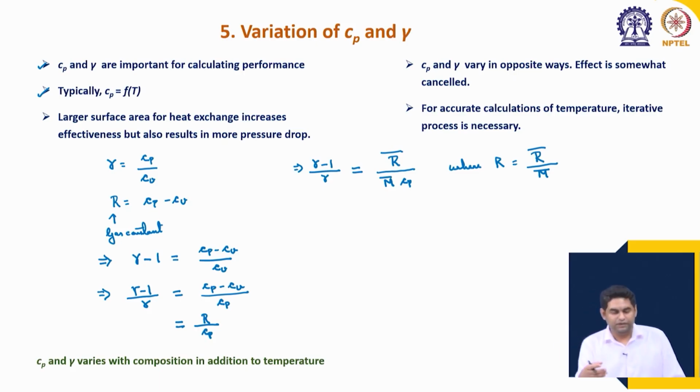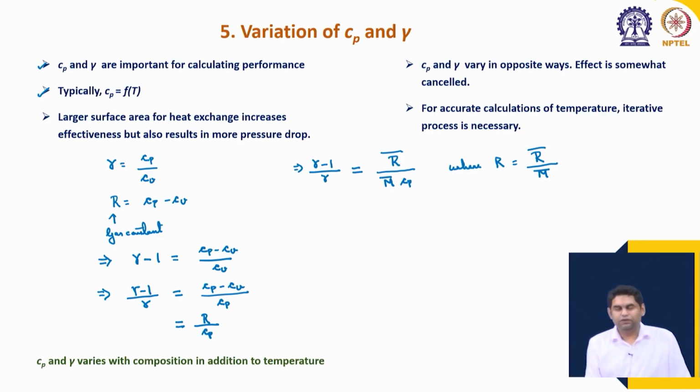So, the temperature rise is unknown. Assuming some value of Cp and gamma, we need to calculate the temperature rise, and based on that we need to calculate again the new values of Cp and gamma, and then we have an iterative process until we get a converged solution. The other way is to take these as functions and do direct integration, or use numerical integrations or numerical calculations.